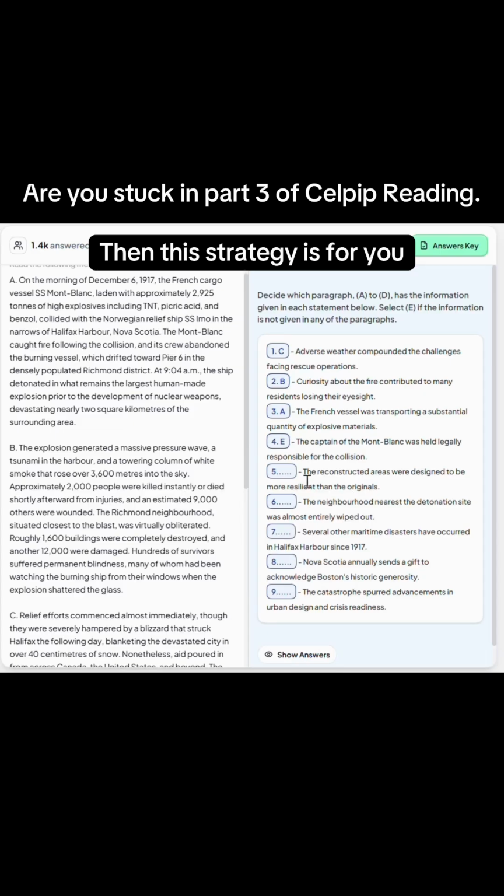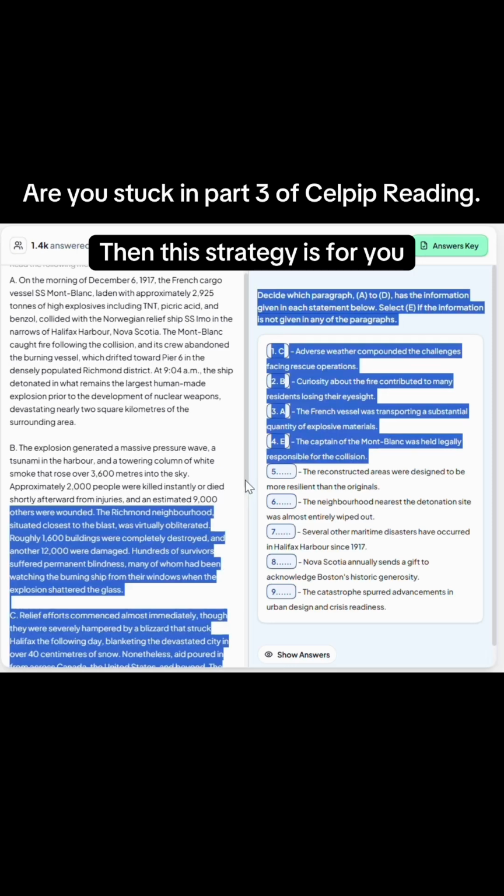The next one, I know I didn't read anything about a captain, so I go with E first. I go with "not given" because none of the things I read mentioned it. I go with E first.